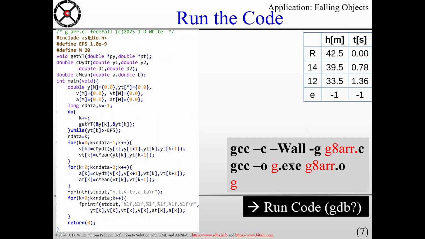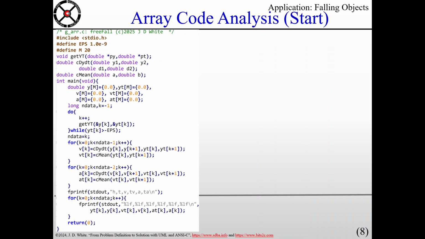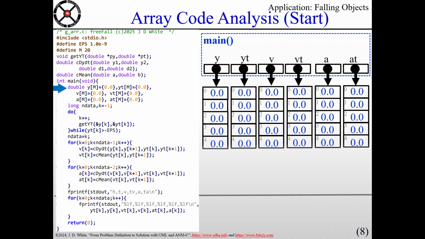Okay, so let's walk through the code. We've run the code. Let's walk through it. Okay, main starts. Okay, you know the prototype at the beginning. Main starts. I declare a whole pile of arrays.